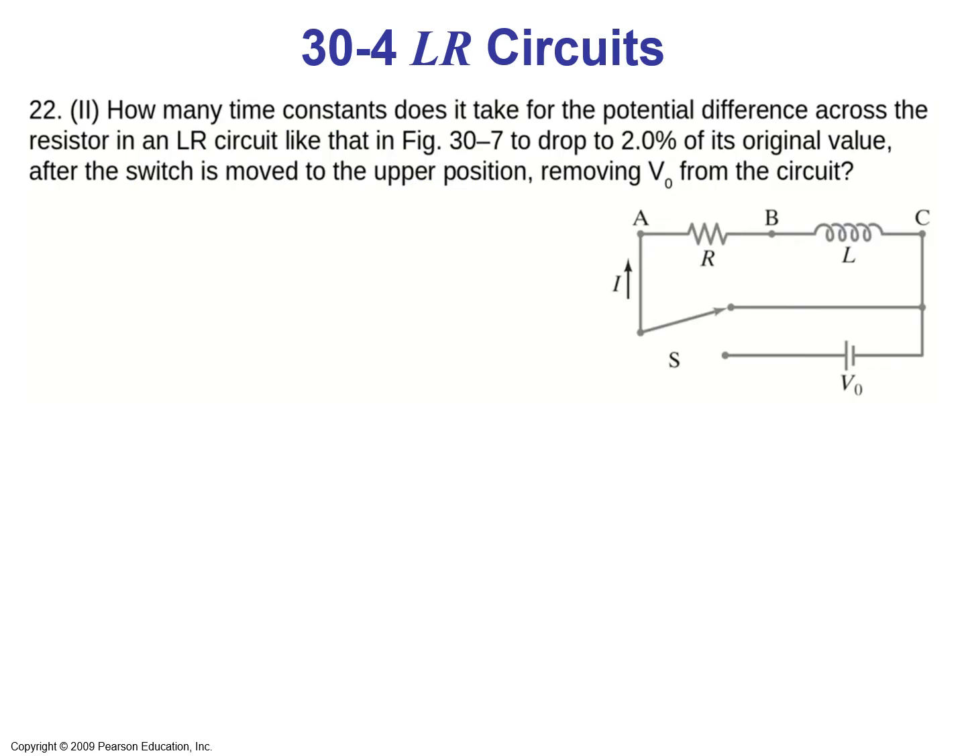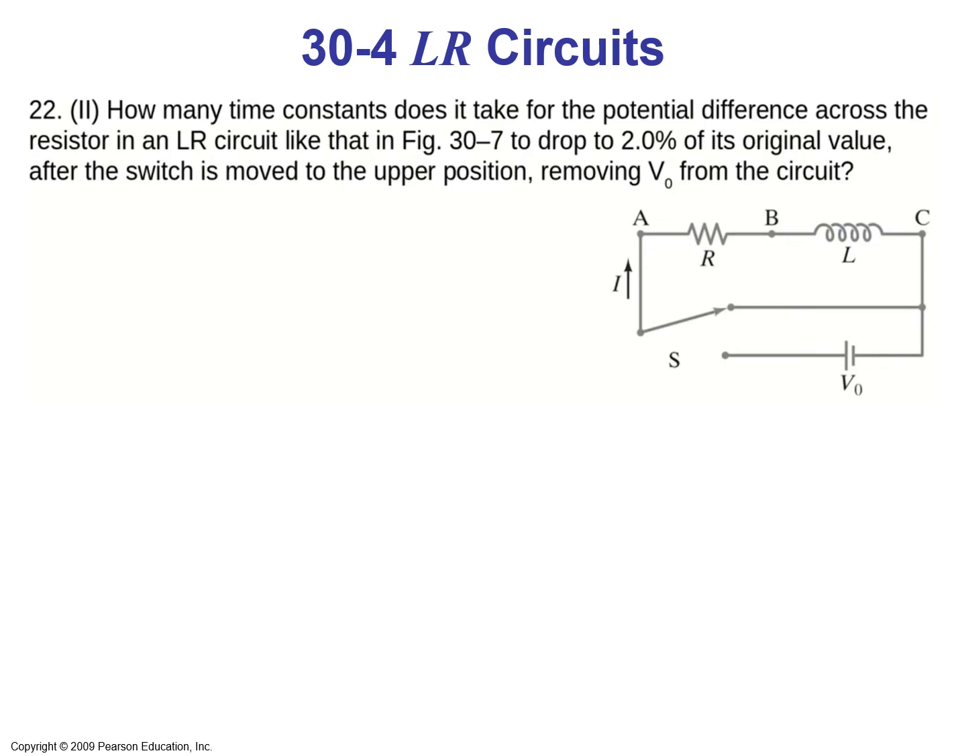Alright, I'll look at problem number 22 in the book as an example. How many time constants does it take for the potential difference across the resistor in an LR circuit, like the one shown down here, to drop to 2% of its original value after the switch is moved to the upper position, removing V naught from the circuit?